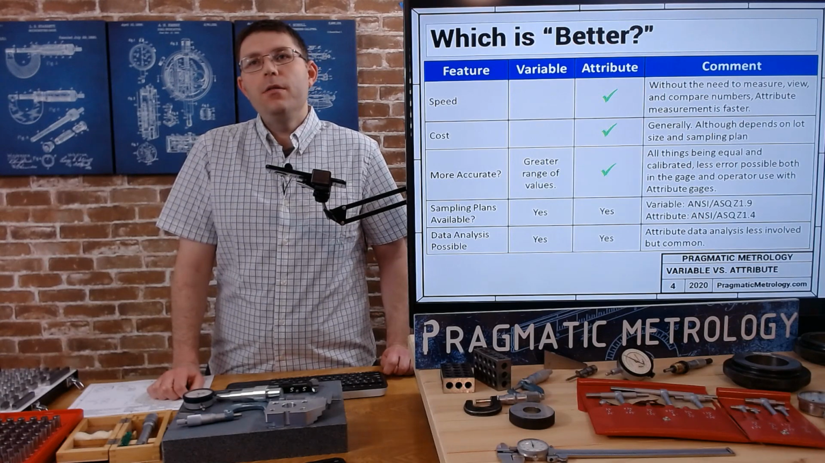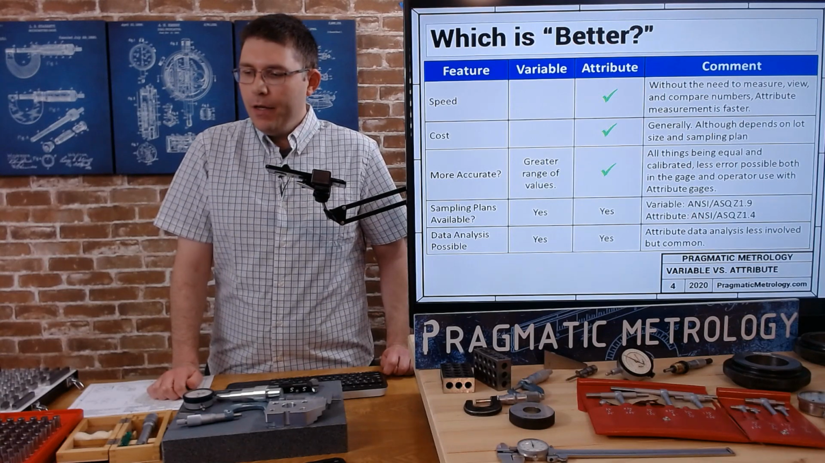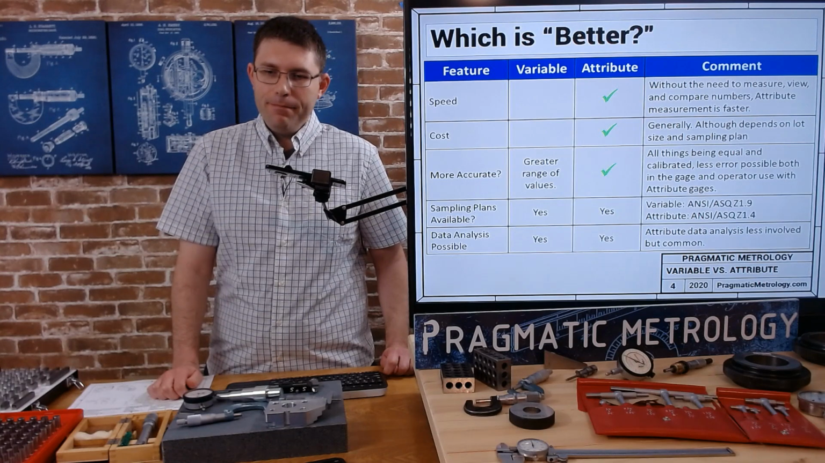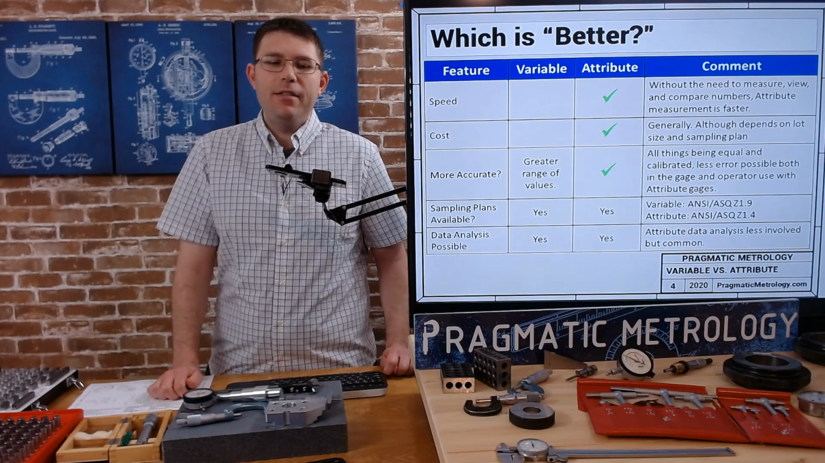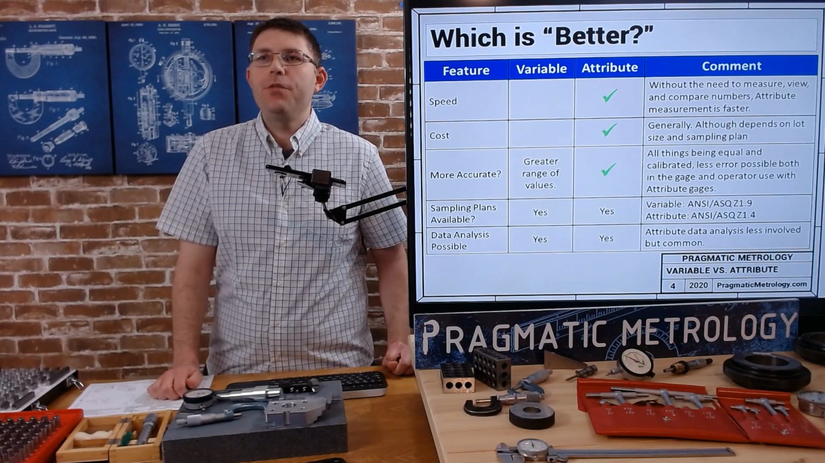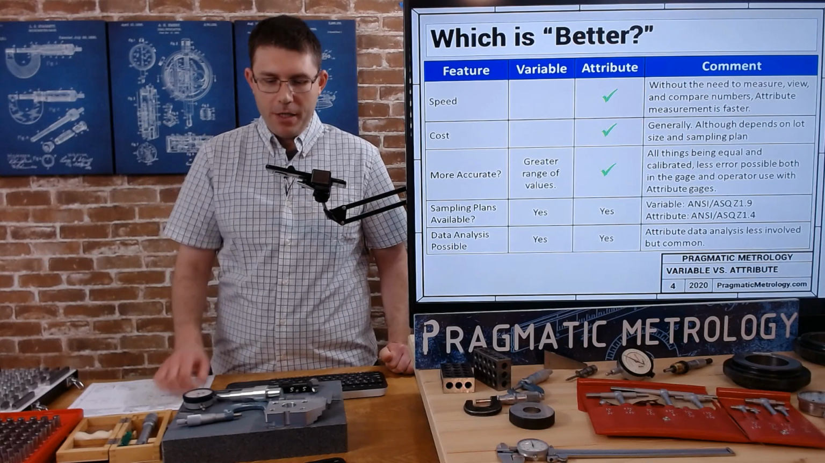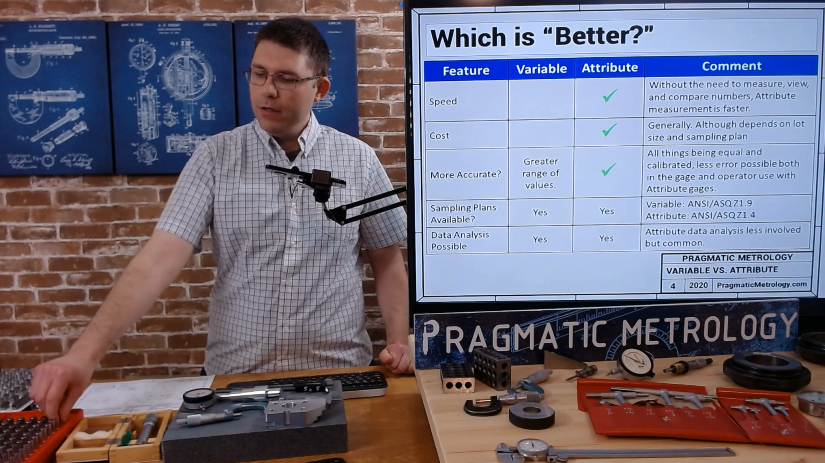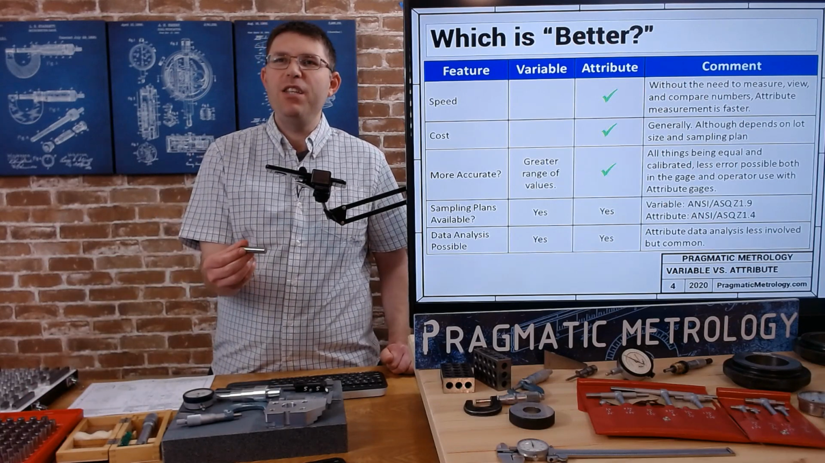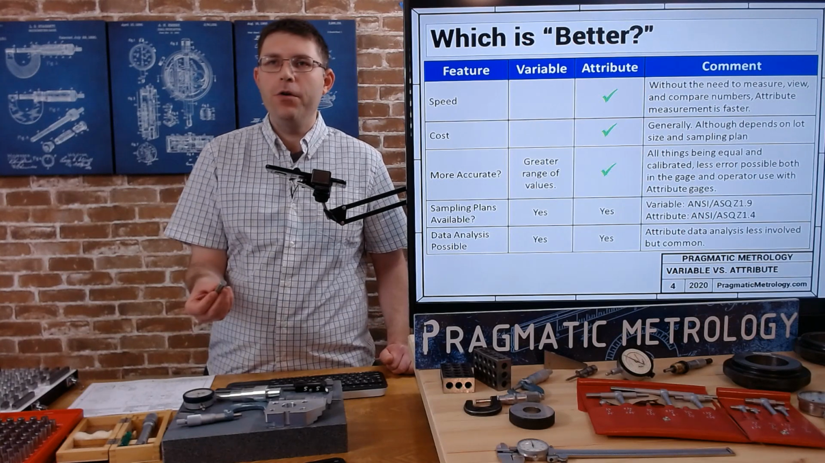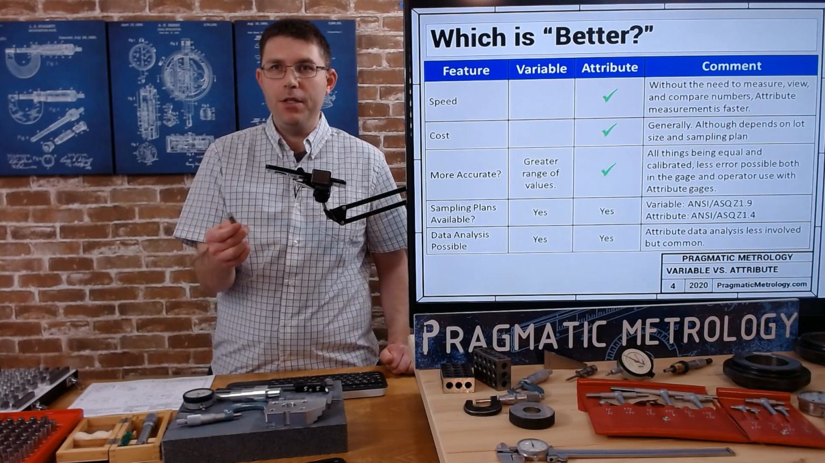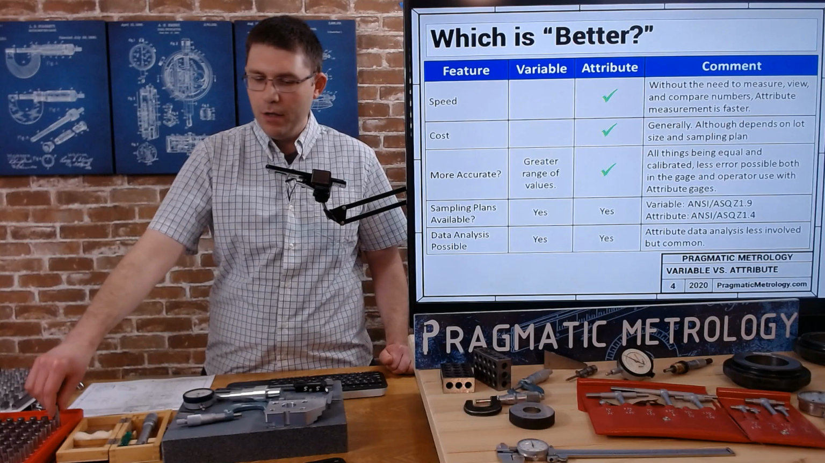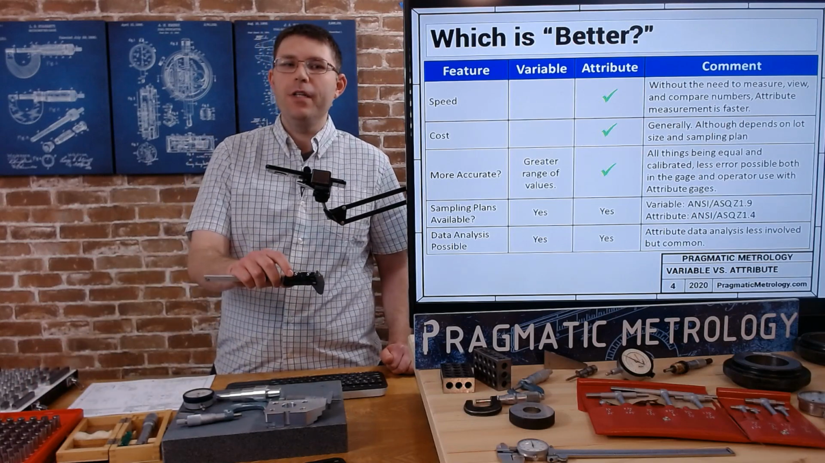So I would say attribute gauges are a clear-cut winner if you're looking for speed. And also think about it if you're looking at cost. That's debatable. I put attribute gauges as being lower cost, mostly because this caliper is $100. Individual pin is maybe $10. And so if you're going to get a go, no-go situation, you just need a couple of pins, you're going to pay 20 bucks for this. You're going to pay maybe $100 for a caliper.